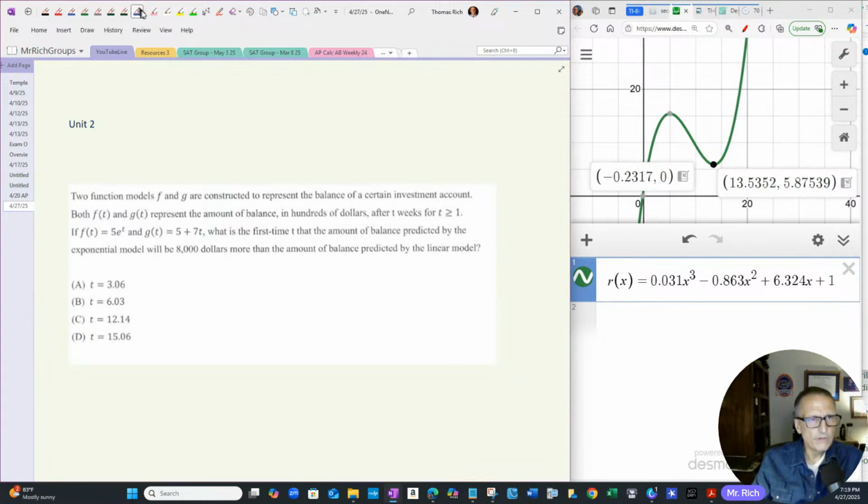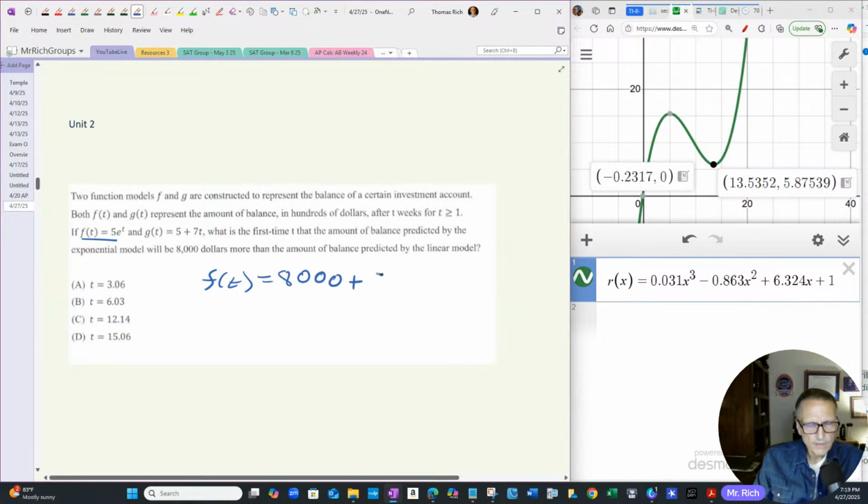Well, what I would do here is set up an equation that looks like this. When is f of t, predicted by the exponential, that's my exponential model, when will it be $8,000 more than g of t? That is the equation that I want to solve, and I want to solve that equation for t.